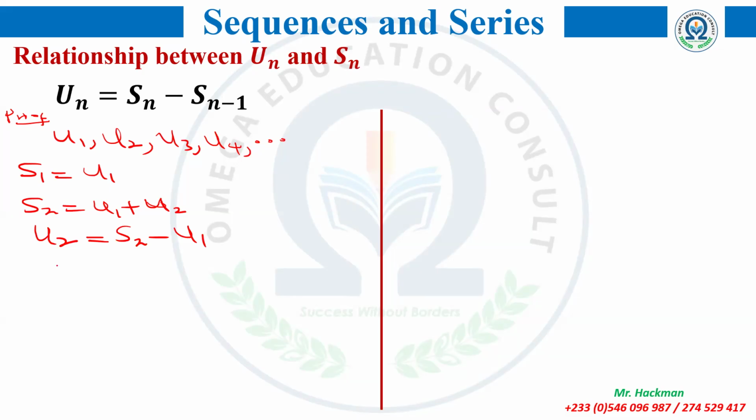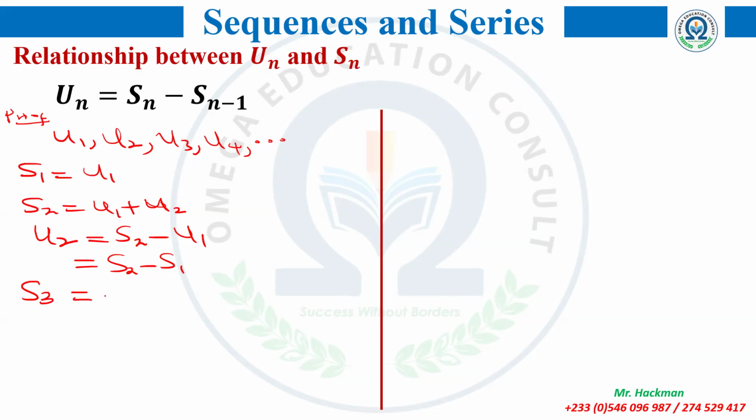So now, can I equally say that my U sub 2 is equal to S sub 2 minus S sub 1? Obviously you can see that we said U sub 1 is the same as S sub 1. So whenever I see U sub 1, I can replace it by S sub 1. Are you following, my professors? Okay, very good.